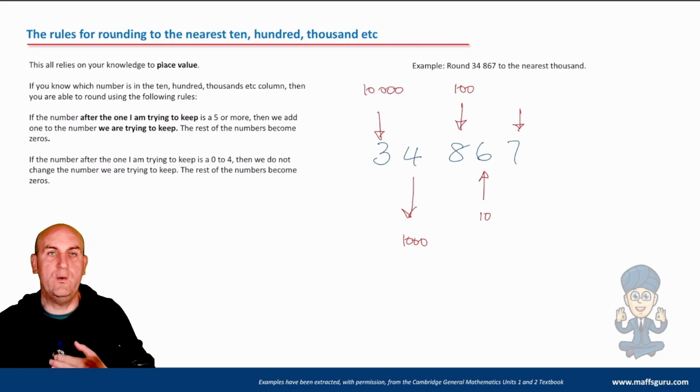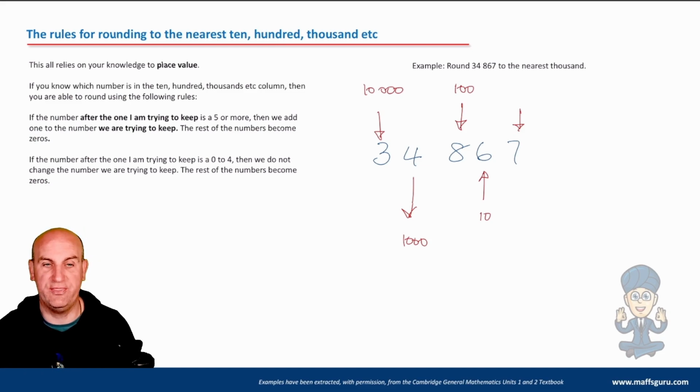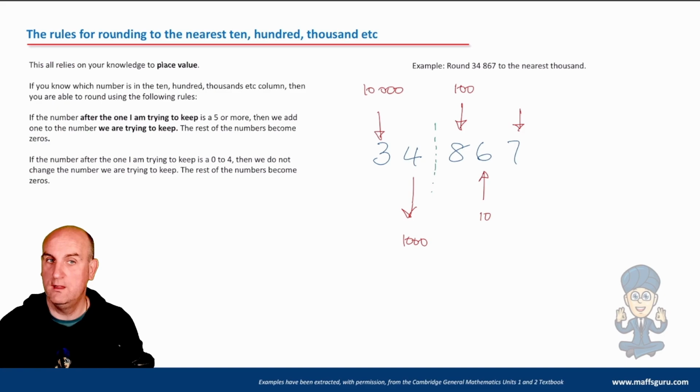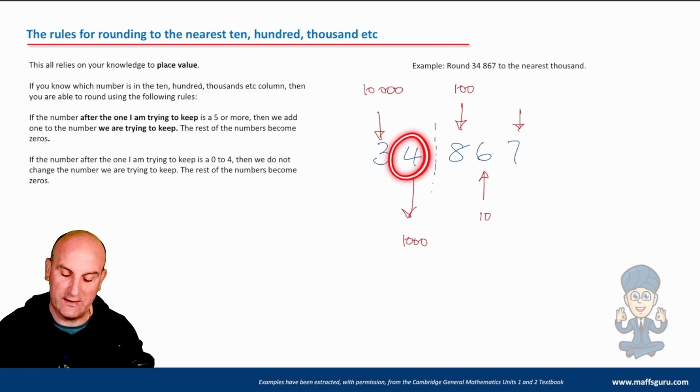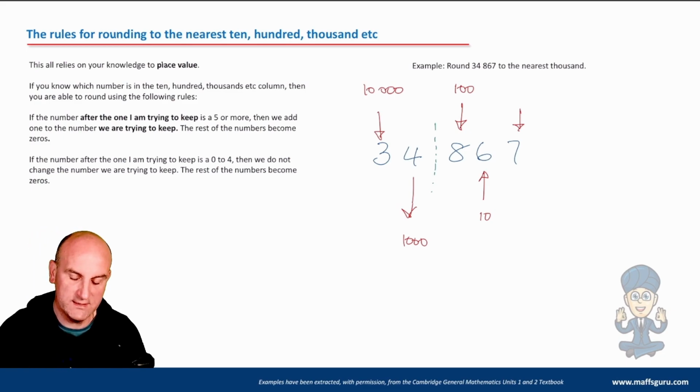So, for example, if I wanted to round 34,867 to the nearest 1,000, what I'm going to do is a dotted line after the number that stands for my 1,000. Because there are 4,000. So I know that the number 4 is in my thousands. I draw my dotted line. And I say, right, now look at this number 8. Is the number 8 going to change the 4? It is, yes. Why? Because it's 5 or more. So the first thing I'm now going to do is that 4 is going to become a 5.